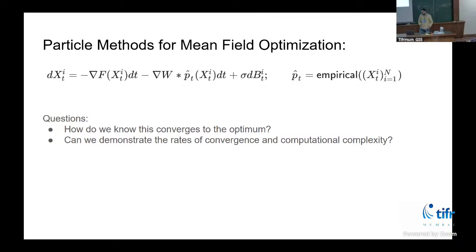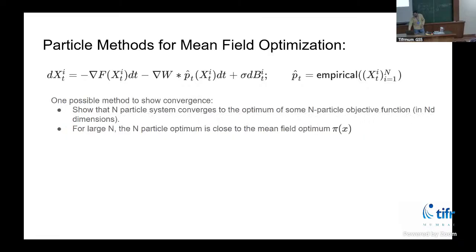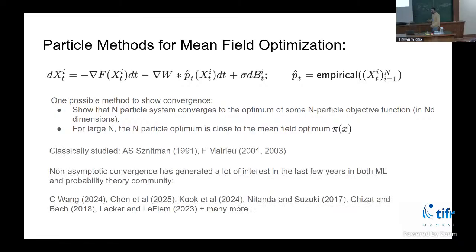Okay, so there are many questions here. How do we know that this converges to the optimum, and can we demonstrate the rates of convergence and computational complexity? There is one possible method to show this. This is just one possibility. We show that the n particle system converges to an optimum of some n particle objective function in nd dimensions. So it's an n particle dynamics, and then we show that for large n, the n particle optimum is close to the mean field optimum pi of x. So there is some kind of a scaling law happening here. This is called propagation of chaos.